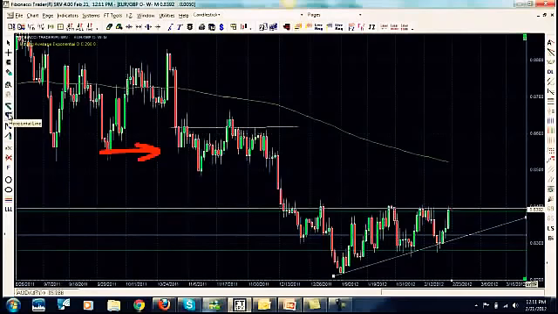Not all the ranges are going to be perfect, but you can see that for the most part, price is boom, boom, boom, boom. Then it broke out down into another range. 80% of the time, a currency pair will trade within a range. So our goal is to trade these ranges.